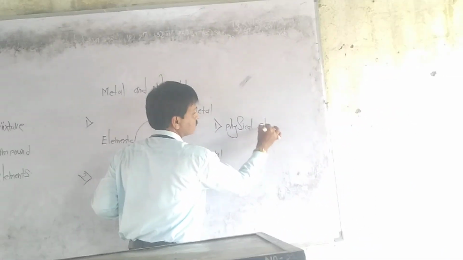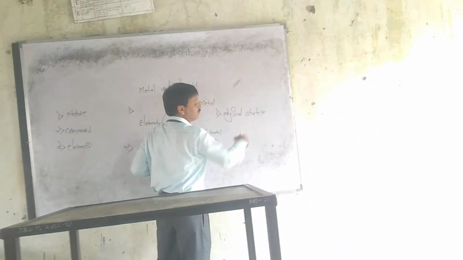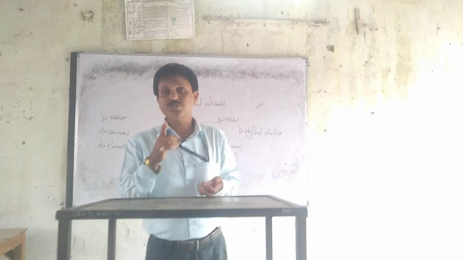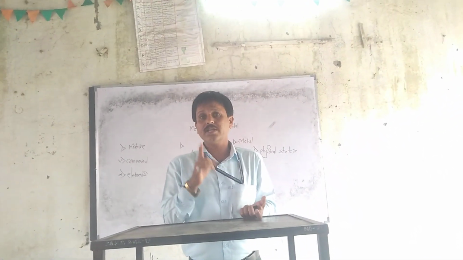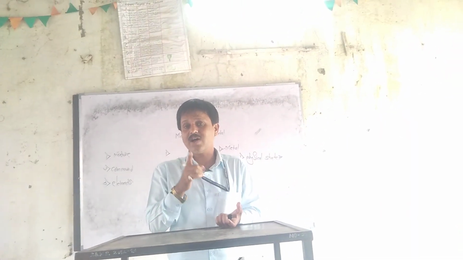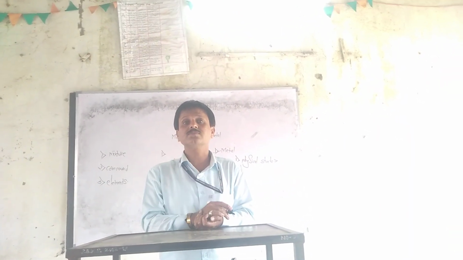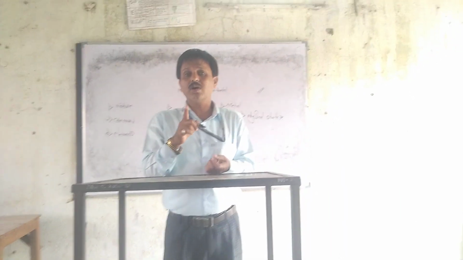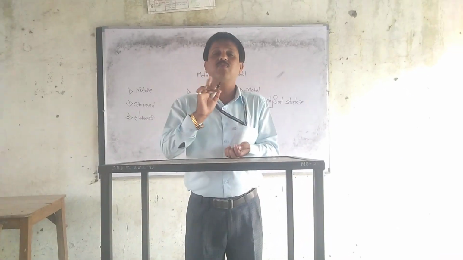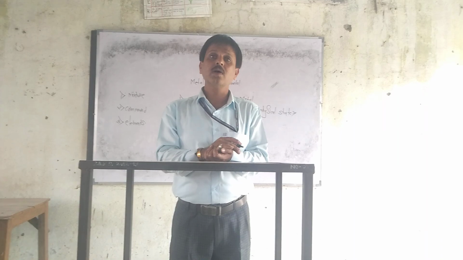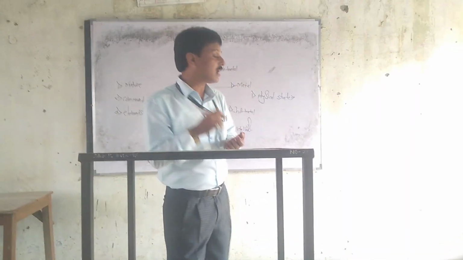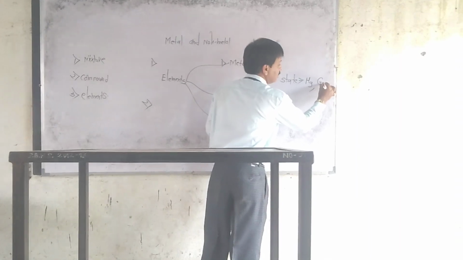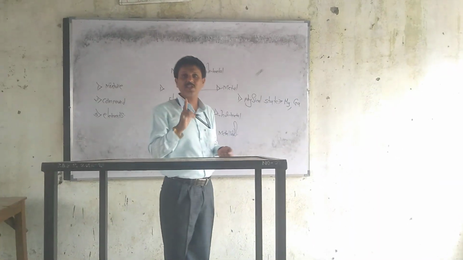Physical state. Sir, what is the physical state? Physical state is the location or position in nature in which elements occur. Most metals occur in solid form, but the exceptions are mercury and gallium. They occur in liquid form at room temperature.